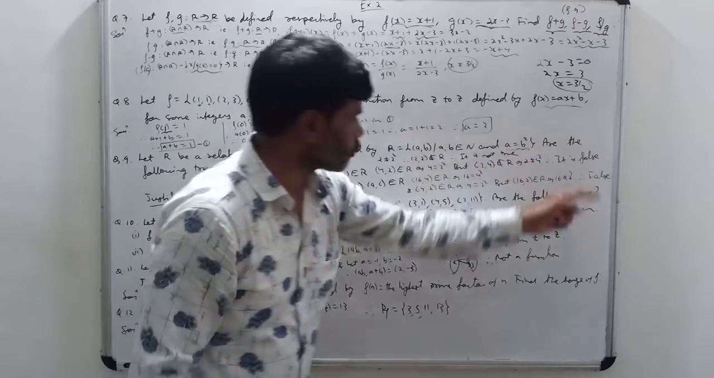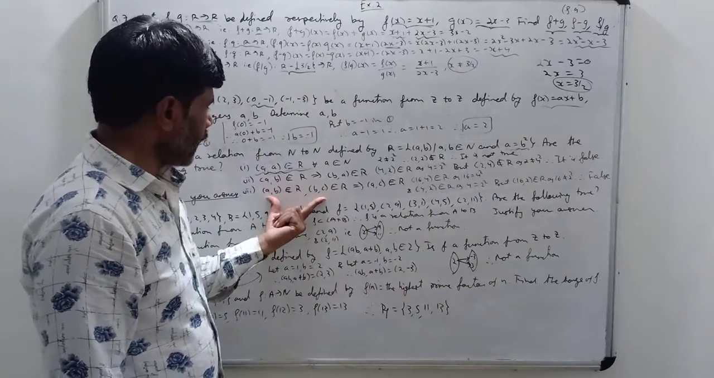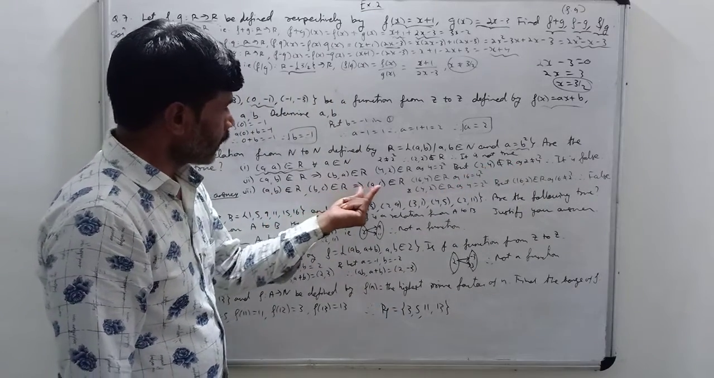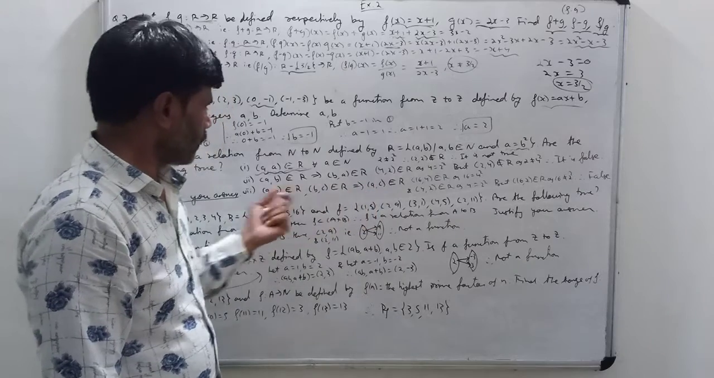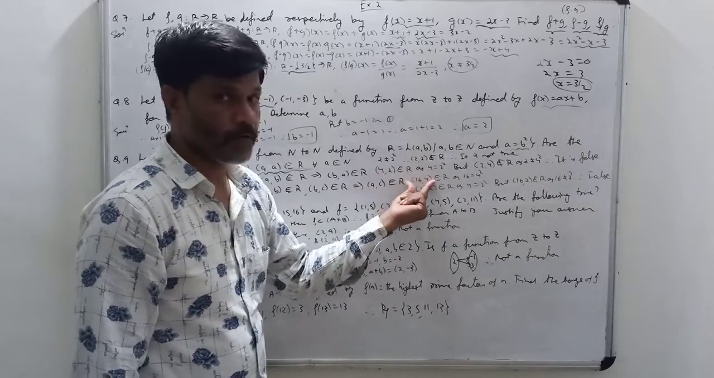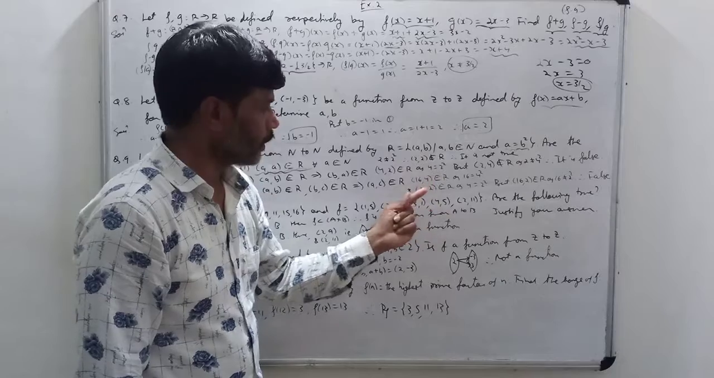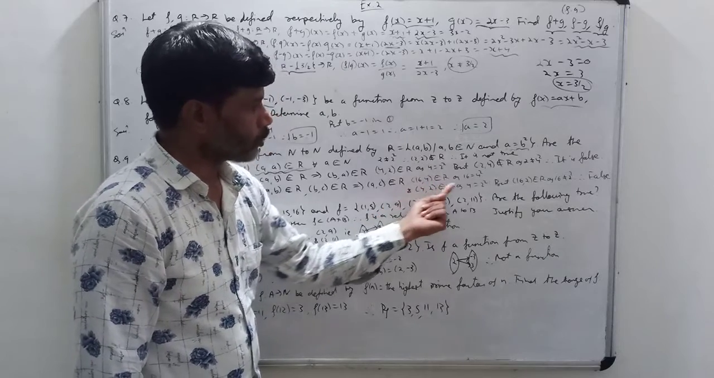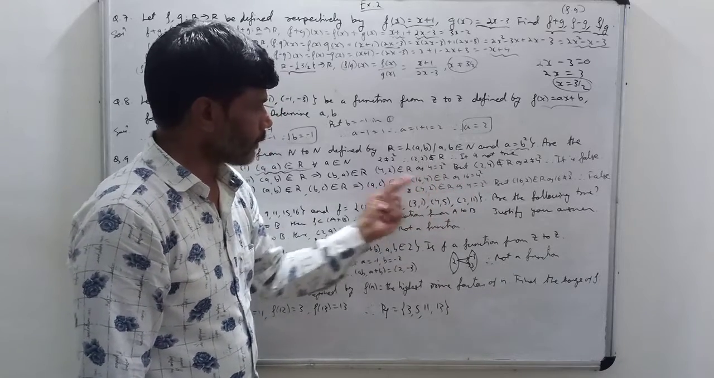So therefore this statement is also false. Now they are saying AB belongs to R, BC belongs to R. Then does AC belong to R? That we want to check. First I am taking (16, 4). Yes, it belongs. Why? 16 is equal to 4 squared. I am taking (4, 2). Why? Because 4 is equal to 2 squared is true. So these two are the elements of R.